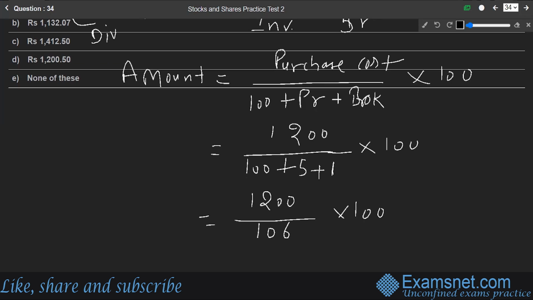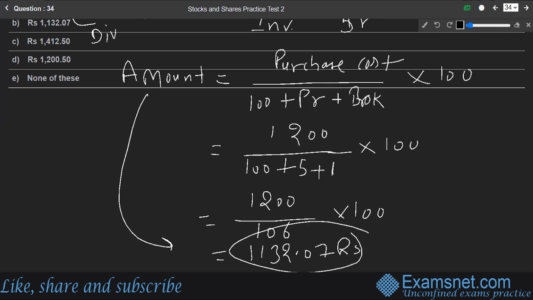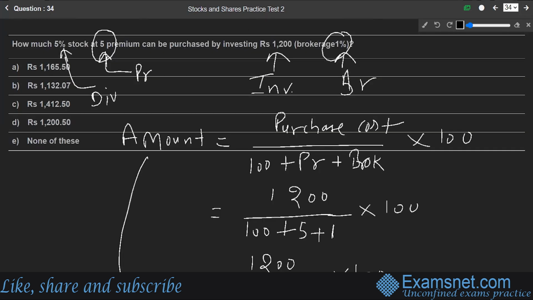If we simplify this mathematical expression first, this becomes 1200 multiplied by 106 into 100. So we are supposed to simplify this. When we simplify this, this value is finally coming as 1132.07. So that is the final amount. 1132.07 rupees is the final amount that is being asked in the question. That is available clearly in option number B. So it becomes the right answer from there.